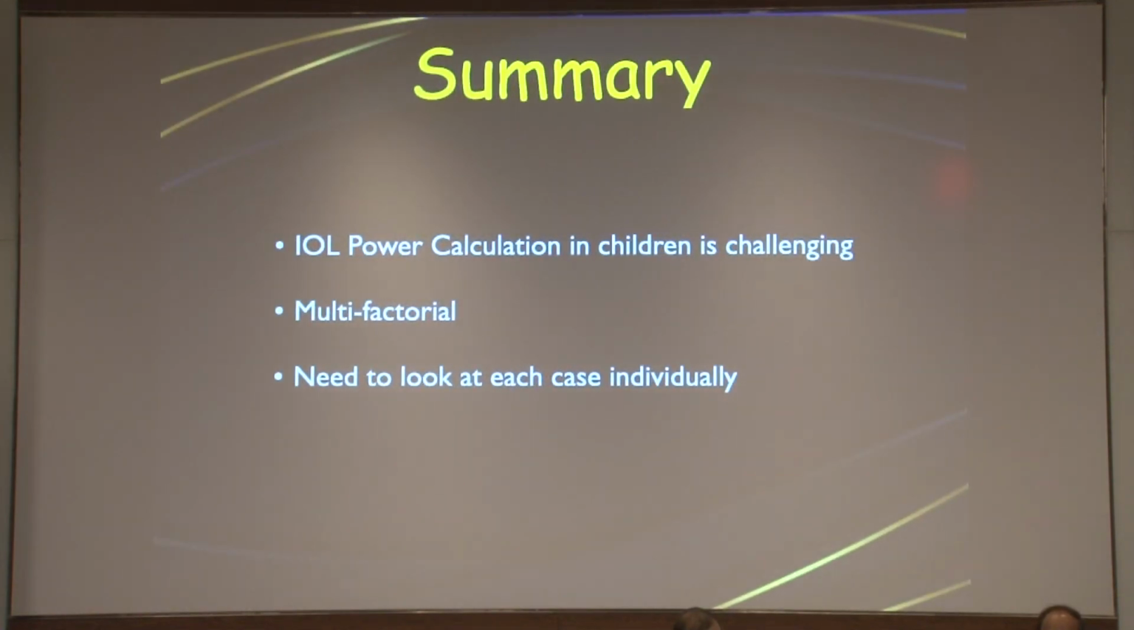So to summarize, IOL power calculation in children is very challenging, and the reason is that it is extremely multifactorial. And I think there is no one fixed recipe, one fixed formula that works well for all eyes, all children, or in all practices. We need to look at each eye or each case individually, keeping in mind all of the factors that we discussed. Thank you so much once again for the patient listening.